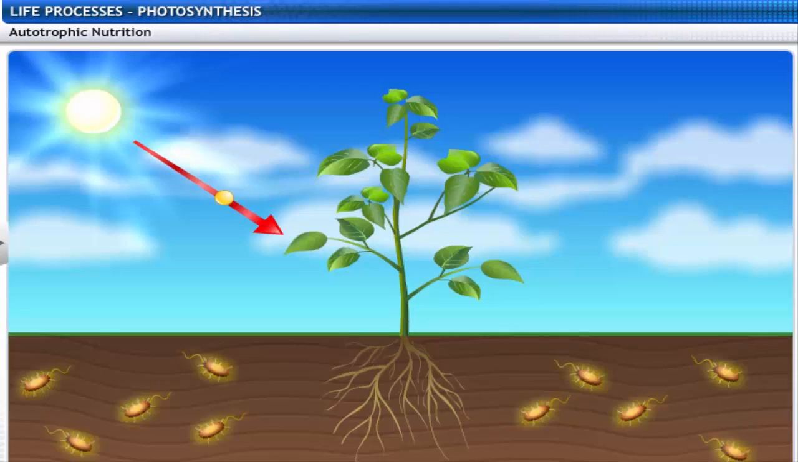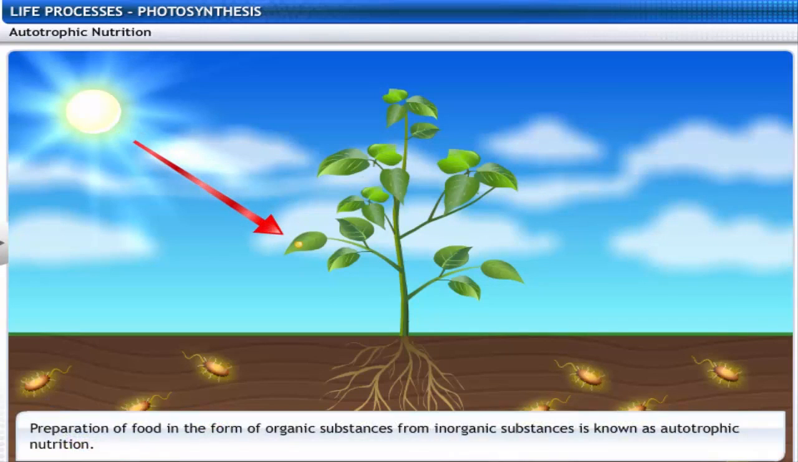Plants and a few bacteria use inorganic substances to prepare their food in the form of organic compounds. So they are called autotrophs. The process of nutrition in autotrophs is known as autotrophic nutrition.